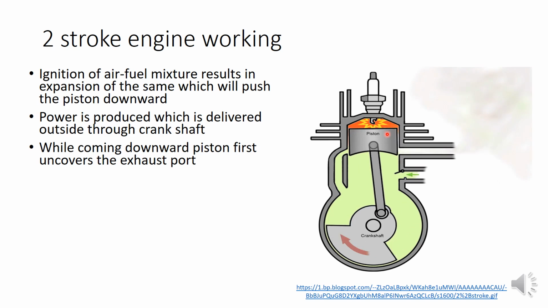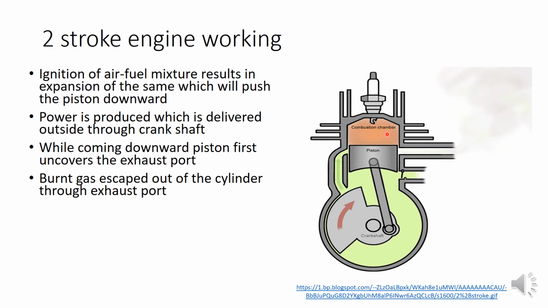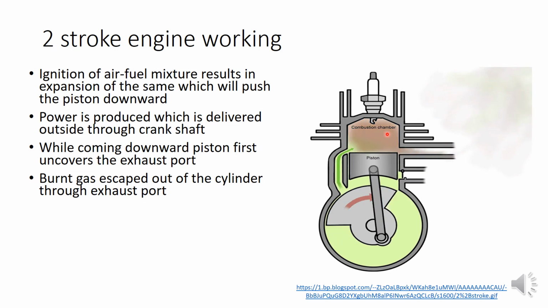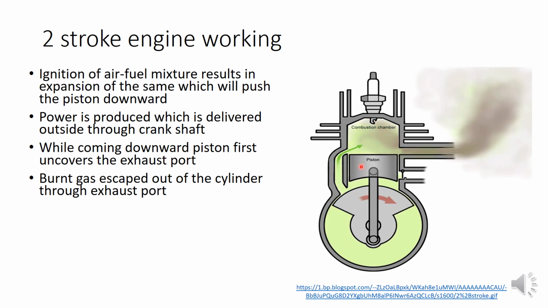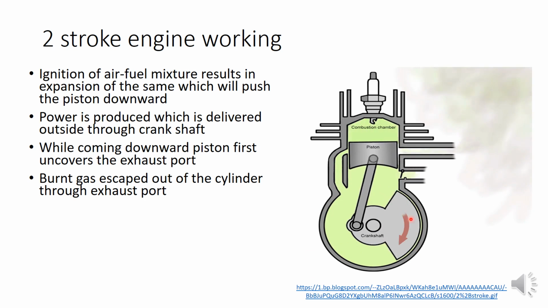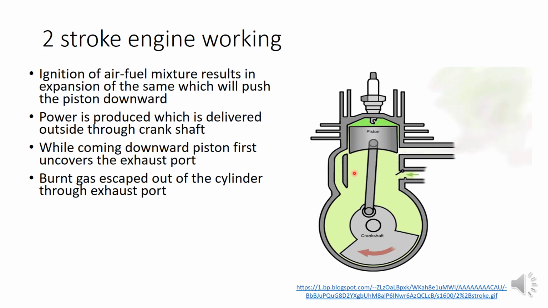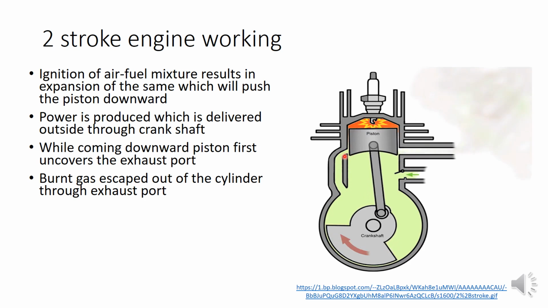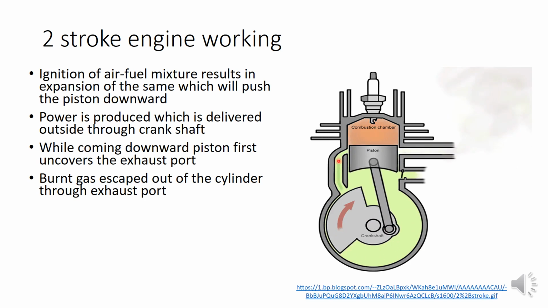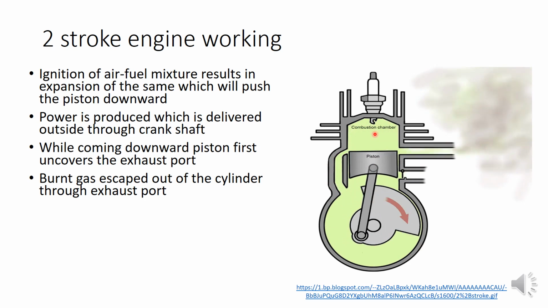So while coming downward, the piston first uncovers the exhaust port and the burned gas escapes out of the exhaust port. And another thing you have to note down: we already have the air fuel mixture entered into the crankcase in the previous stroke, that is in the upward movement. And at the end, the piston also uncovers the upper end of the transfer port here. And you can see here the air fuel mixture or air in this crankcase will be entering above the piston. So that also happens in this downward stroke.